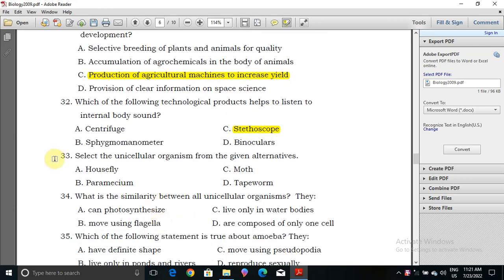Okay, now question number 33. Select the unicellular organism from the given alternatives. Here what we have: horsefly, paramecium, moth, or tapeworm. So the one which is correct for question number 33 will be paramecium. Why? Because it says unicellular. Paramecium is under the group of unicellular organisms, together with Euglena, amoeba, and bacteria. They are unicellular organisms. And housefly, moth, and tapeworm are multicellular organisms. So the correct answer for question number 33 will be paramecium, which is a unicellular organism.